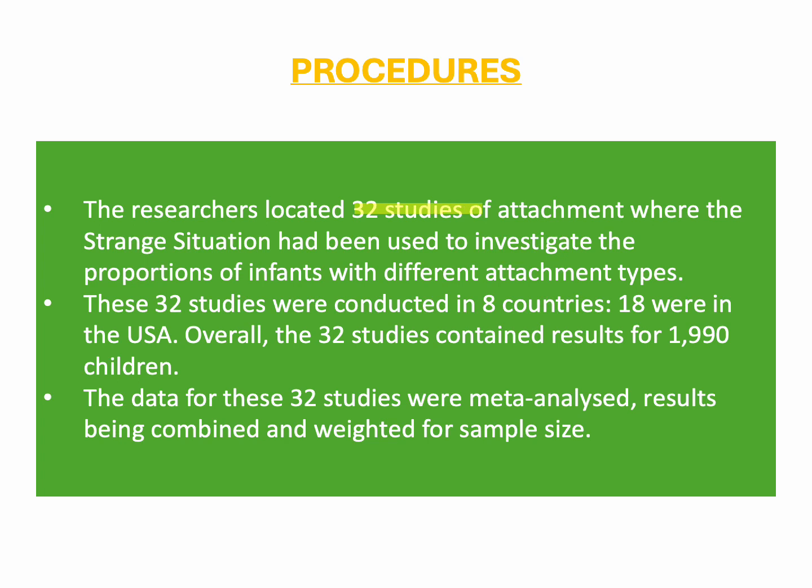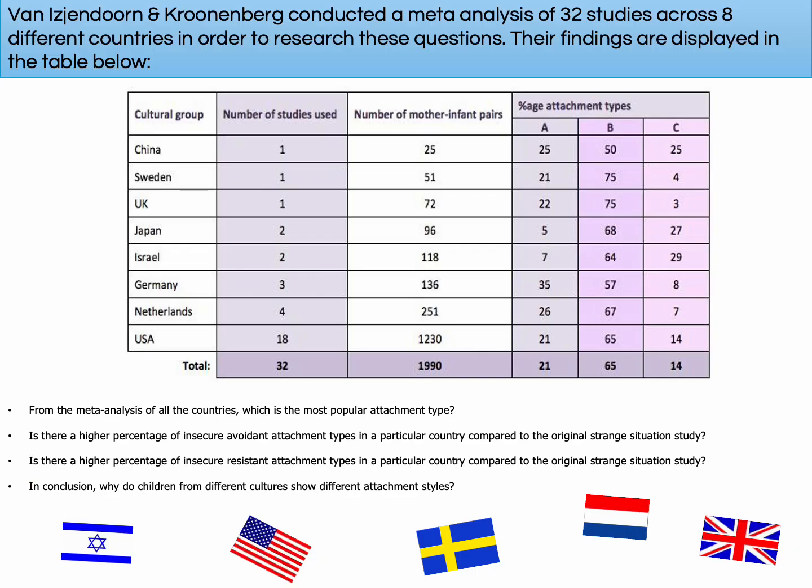So 32 studies of attachment. The strange situation was used in all 32 studies, conducted in 8 countries. 18 of them were in the USA, so over half of the studies were American, but a very large sample size of 1990 children. So hopefully with those numbers you can already think of some evaluation points, which we'll get into shortly, but let's just have a brief look at the results.